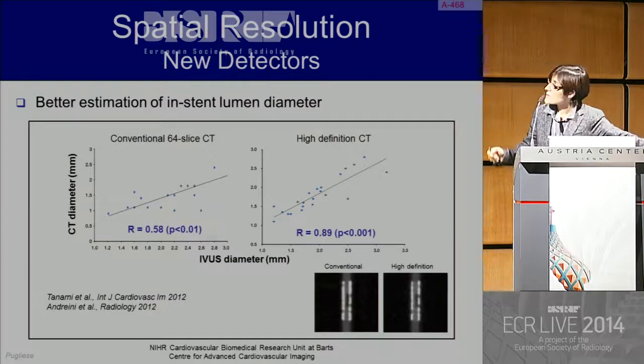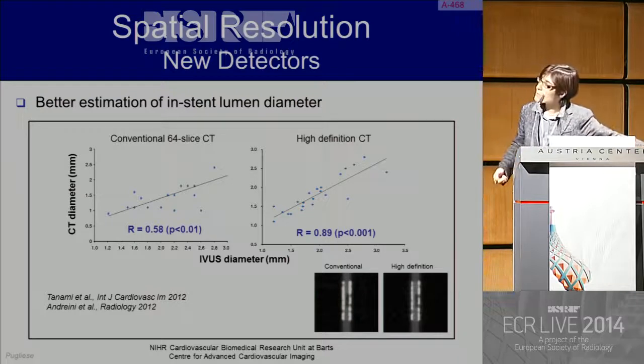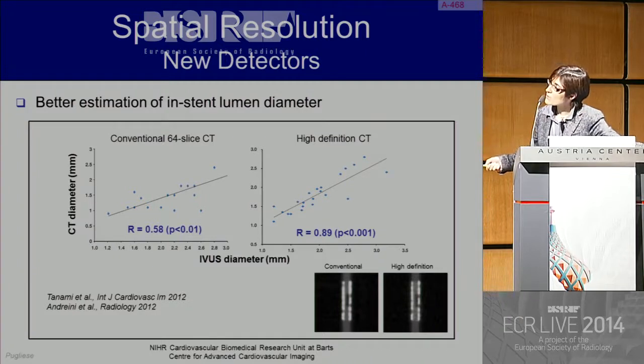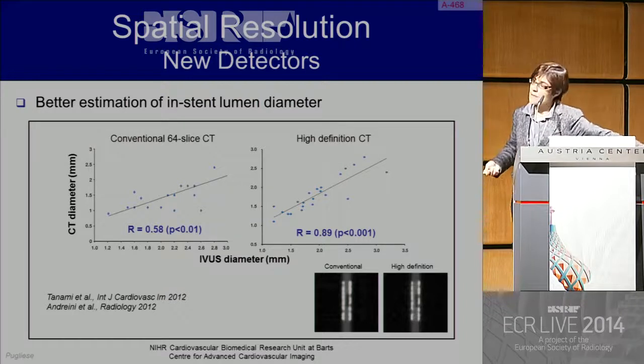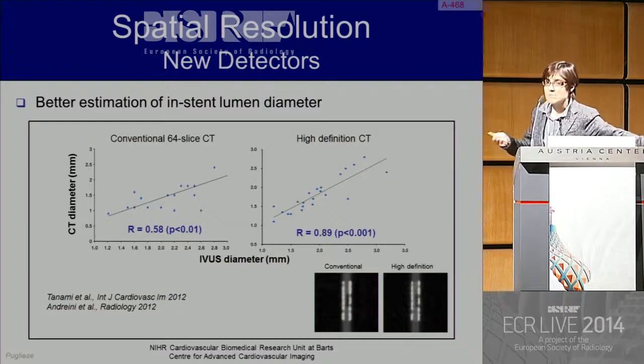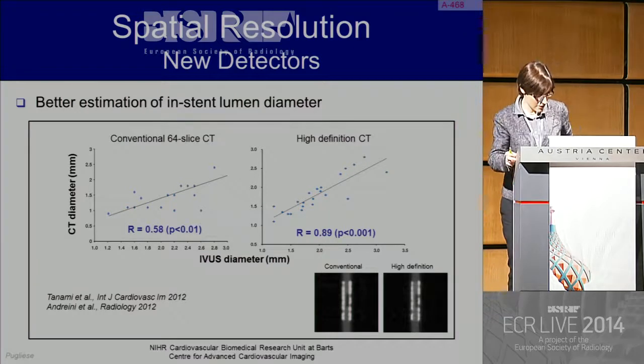Now, preliminary results with this type of improved detectors show that there is a better estimation of the in-stent lumen diameter compared to intravascular ultrasound, which is an invasive catheter-based imaging tool to measure some vessel characteristics, by using high-definition latest generation detectors as compared to conventional 64-slice CT detectors.